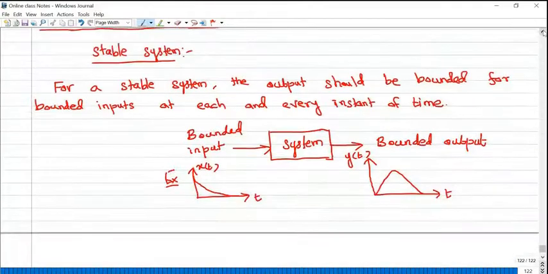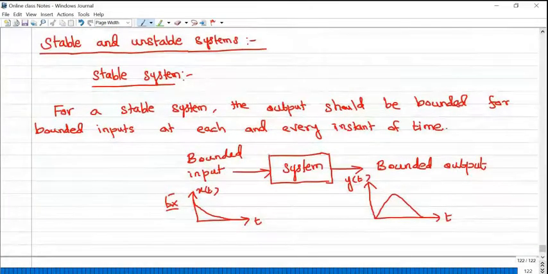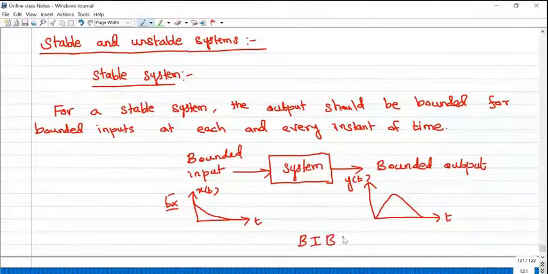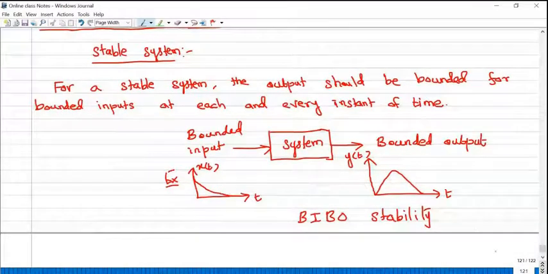Stable and unstable system. So the definition for stable system: a system is said to be a stable system for the bounded input signal, the system should give bounded output. Otherwise, it is called as BIBO stability criteria. First, let us understand what do you mean by bounded input.